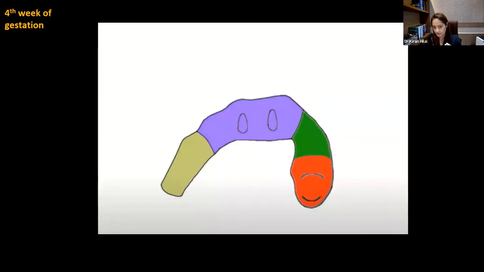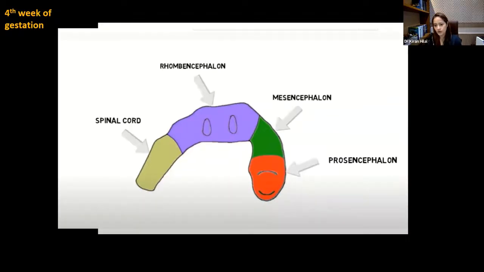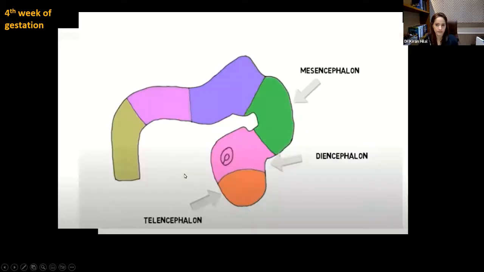3 main vesicles. The prosencephalon, which is the cranial one, the middle one is the mesencephalon, and then the rhombencephalon. So the prosencephalon in future makes the cerebrum, the mesencephalon will make the midbrain, the rhombencephalon will make the brainstem and cerebellum, and the distal part of this tube is going to be the spinal cord in the future.